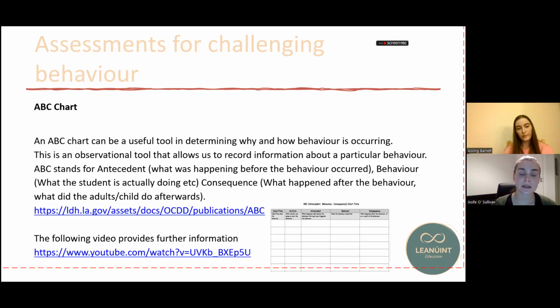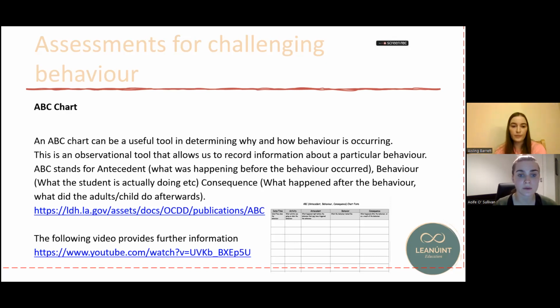So some assessments that could be useful for assessing these types of behaviours are as follows. The first is an ABC chart, which is very commonly used by both class teachers and set teachers, but sometimes it's very hard for a class teacher to do these observational assessments while they're teaching the class. And you obviously want to assess a child when they're in their natural environment, in the classroom. So therefore a set teacher is often enlisted to support a class teacher with these.